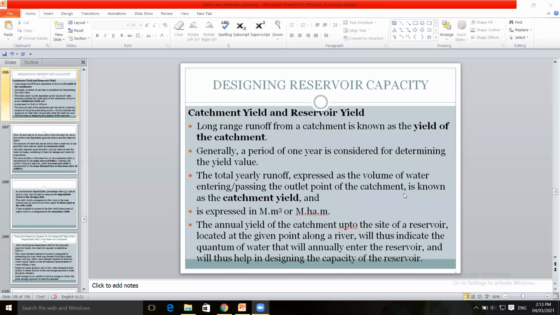Total yearly runoff expressed as the volume of water entering or passing the outlet point of the catchment is known as catchment yield. What is catchment yield? It is the total yearly runoff passing the outlet point of the catchment, that is, how much volume of water passes or enters from the outlet point. How much quantity of water is passing, that is known as catchment yield.